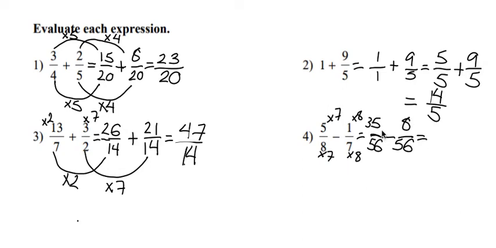And finally, we can subtract the numerators since the denominators are the same. 35 minus 8 is going to be 27 over 56. And that is 5 over 8 minus 1 over 7, which is 27 over 56.